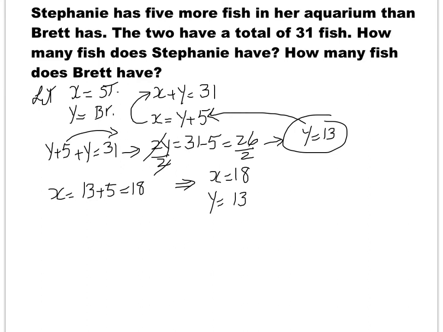Let's check the answer. First of all, 13 plus 18 is going to give me 31, which is correct. And also, 18 is equal to 13 plus 5, which proves that the second equation also is satisfied by this POI.